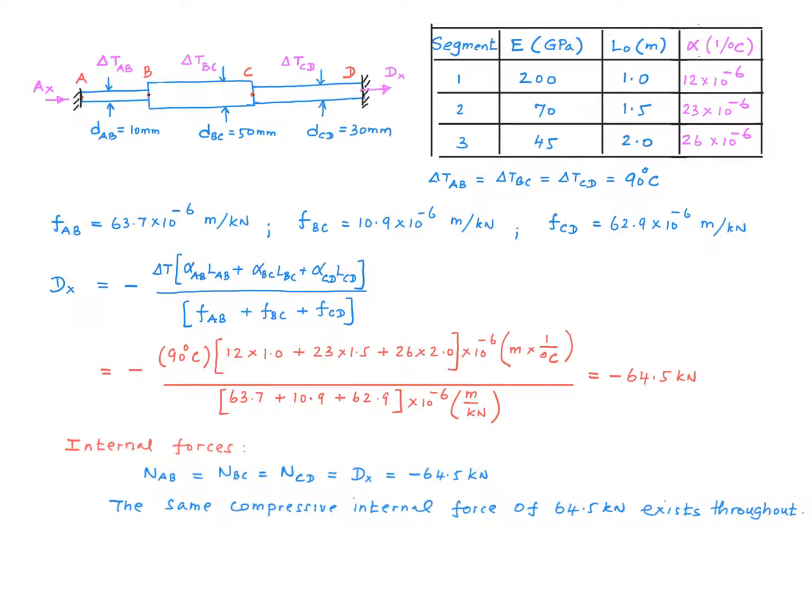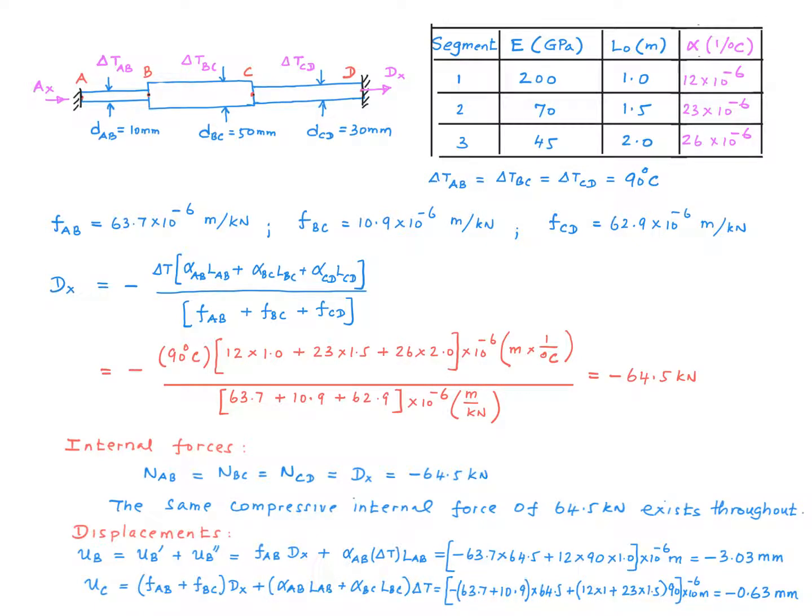So here are the details of my calculations for the displacements of points B and C. We have negative values for these displacements, which tells us that points B and C actually move to the left, not to the right. So we answered all the questions. And of course, if you are interested in finding the internal stresses, all you have to do is take these internal forces and divide them by the respective cross-sectional areas of the segments.